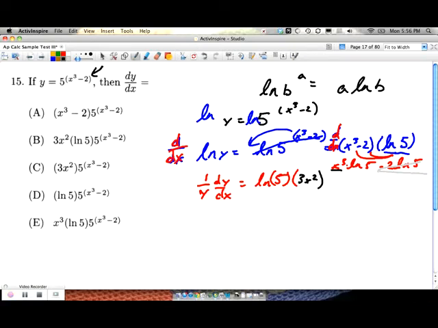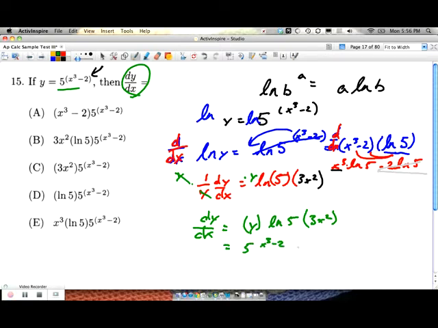We keep on going from here. I'm going to multiply both sides by y. Why would I do that? Because I want dy dx. I want to solve for dy dx, so I want the y gone. Then I have dy dx equals y times natural log of 5 times 3x squared. Well, y was originally 5 to the x cubed minus 2. So it's going to be 5 to the x cubed minus 2 times natural log of 5 times 3x squared.